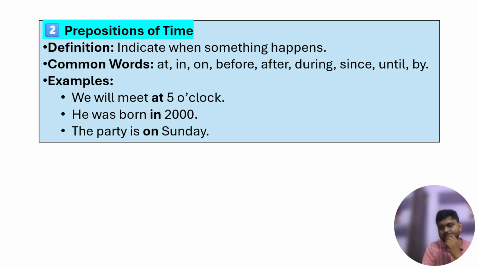The second is preposition of time. This usually denotes the time when something happens. We will discuss the three common prepositions here, which are at, in, and on. At is used for a specific time, for the exact time. For example, we will meet at 5 o'clock.